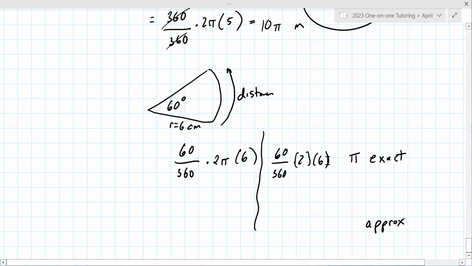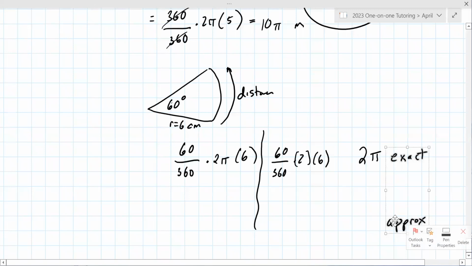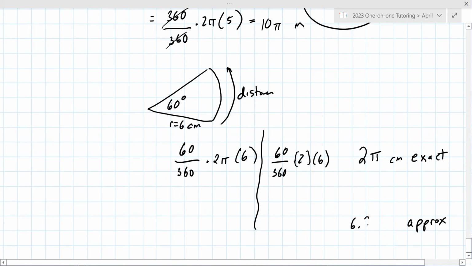I got 2. Right. So the exact answer is 2 pi. Now, if you want to go to the calculator and give me the approximation, you're going to put in 2 times pi or 2 times 3.14. But sometimes they want one or the other here. All right. And then there's some units here. Because it's a distance, it's centimeters. So can you punch this into your calculator, 2 pi, and tell me the answer to 1 decimal place, please? 6.2. 6.2 centimeters. Good. All right.